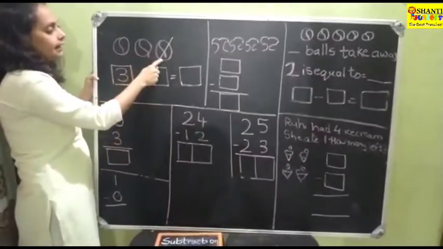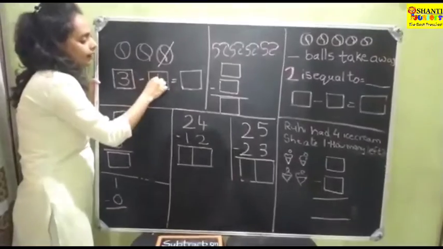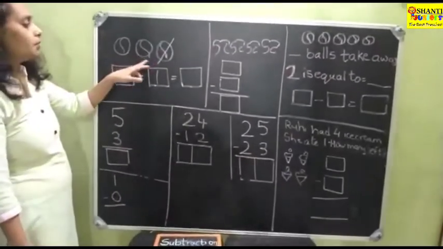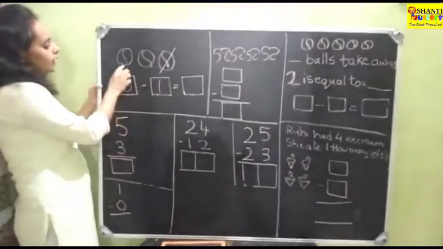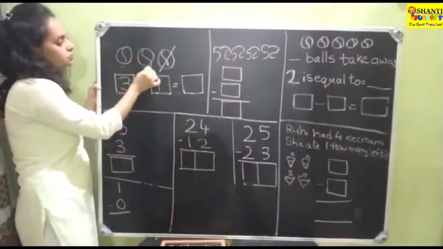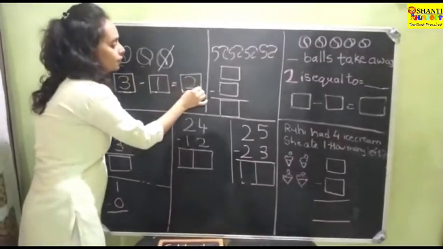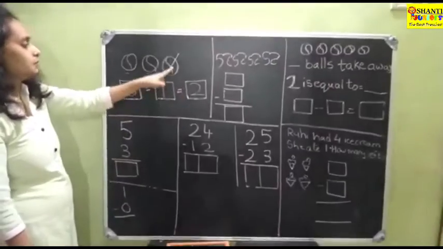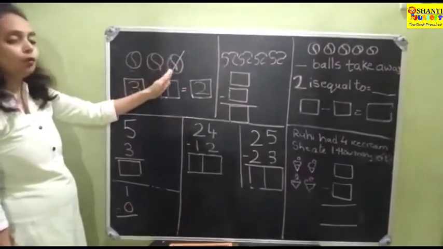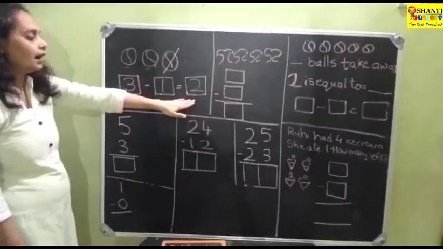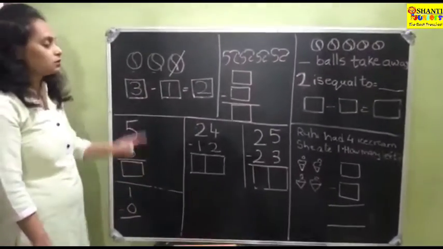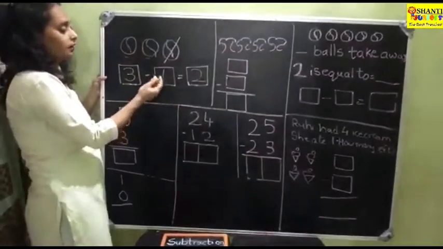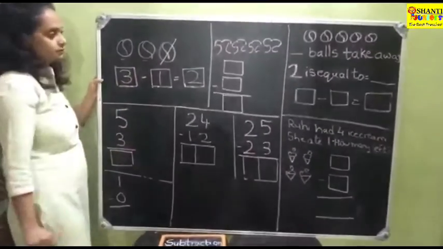So how many did I give to my friend? 1. So now how many balls are left with me? 1, 2. So I am going to write 2 over here. So like this I have made a subtraction, from the total I have removed 1. So the answer is 2. Okay. So this is called subtraction, give away, or minus we can say.